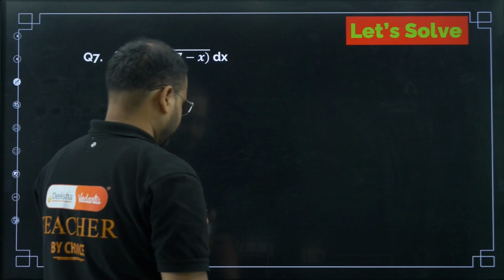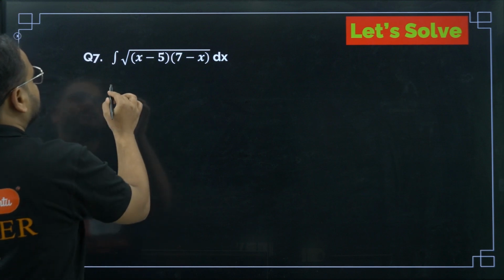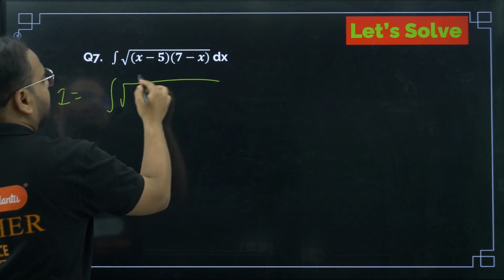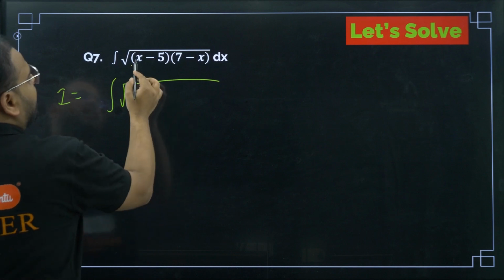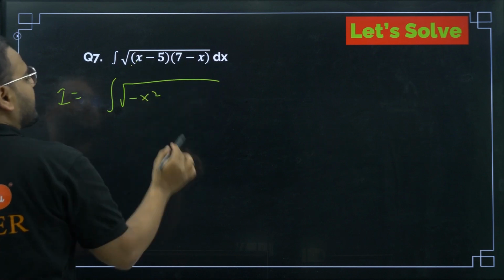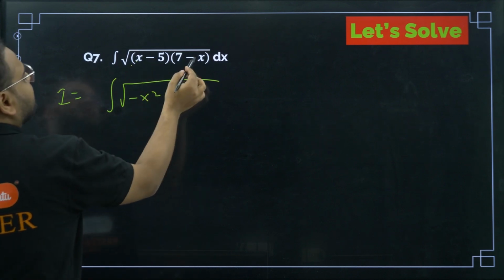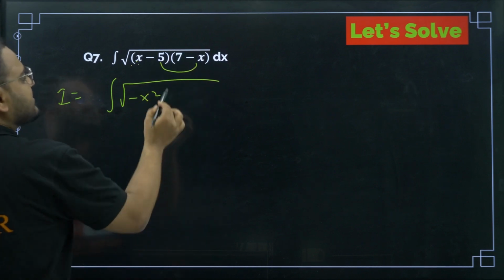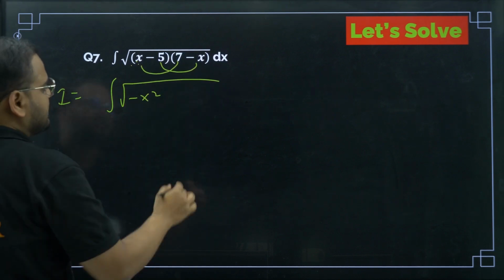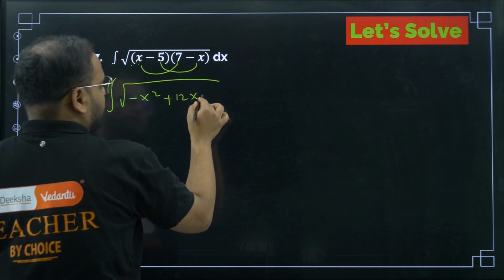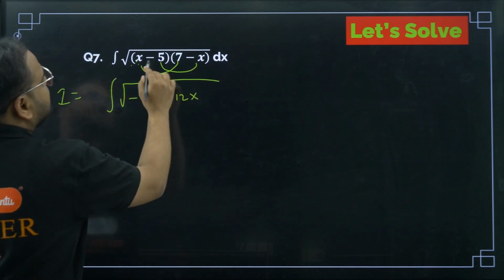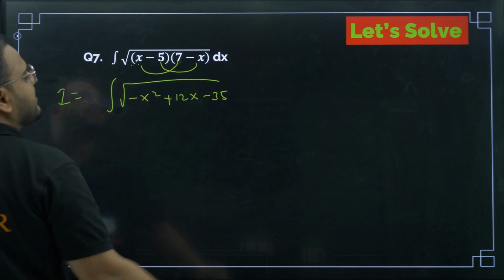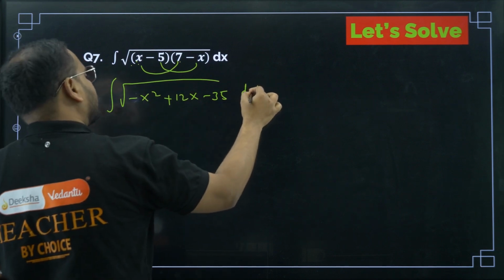Let's expand. I equals the integration of root of... if you expand it, what are you going to get? x times minus x is minus x square. Minus 5 times x is plus 5x, and 7 times x is plus 7x. Please check: 5x plus 7x is 12x, and this is simply minus 35, since 7 into 5 is minus 35, dx. Now please have a look.